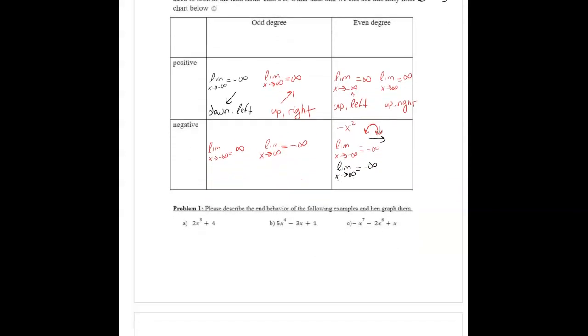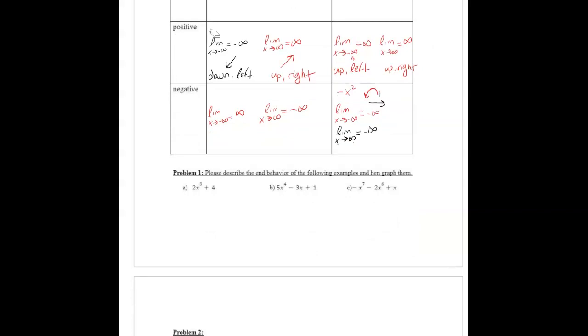All right, so on problem 1, it says please describe the end behavior of the following examples and then graph them. That should totally say then, not hen, but I guess I was too much of a chicken.